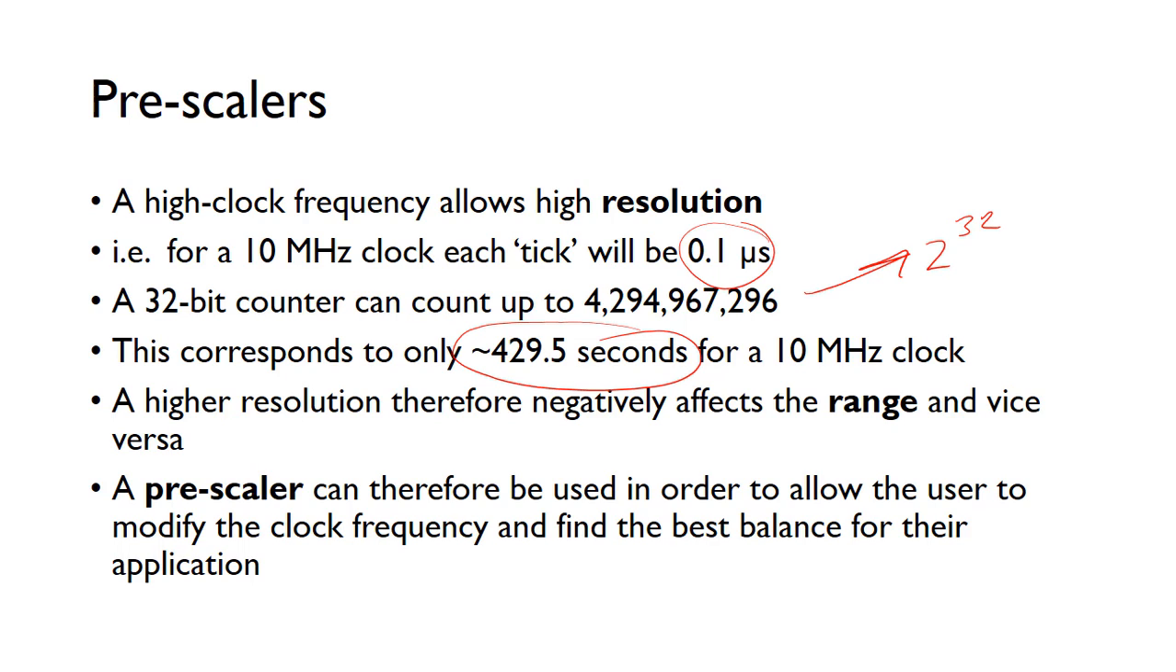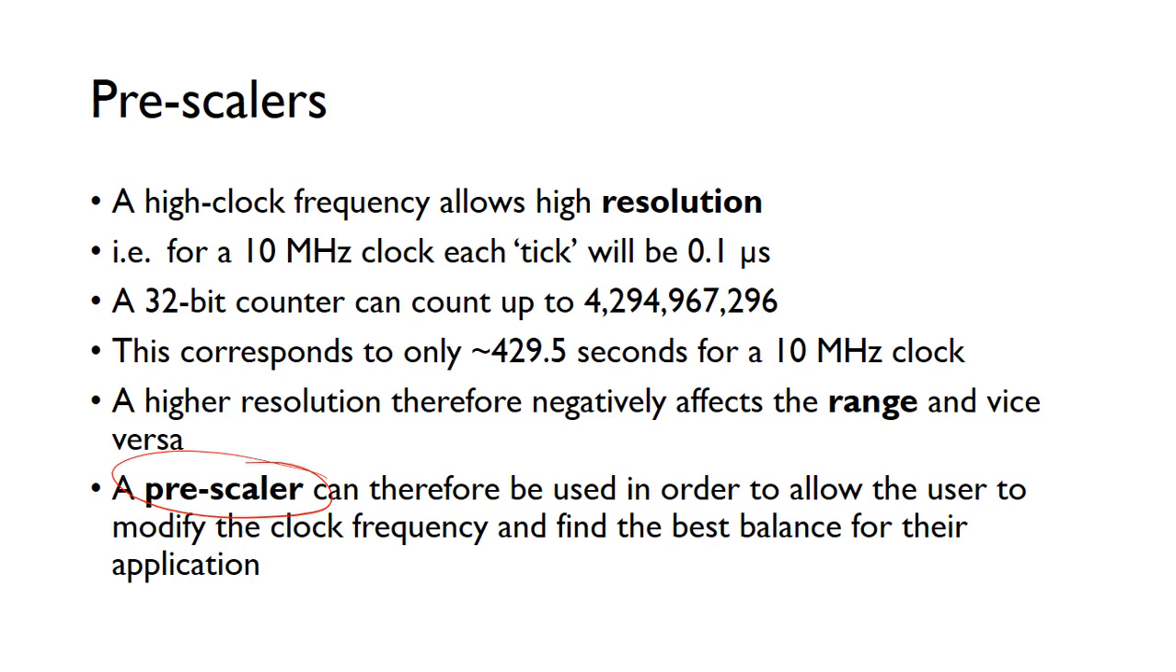So the fact that we've got high resolution is a positive, in that it's very accurate. A high resolution gives us this very small increment, so we can time very accurately. With this kind of counter, we could time to an accuracy of 0.1 microseconds, but it negatively affects the range, and vice versa. If you had a lower clock frequency, each tick would be longer, so it's less accurate, you've got less resolution, but it means you can time for a longer period.